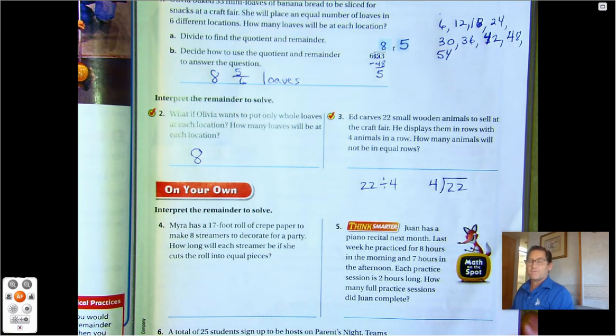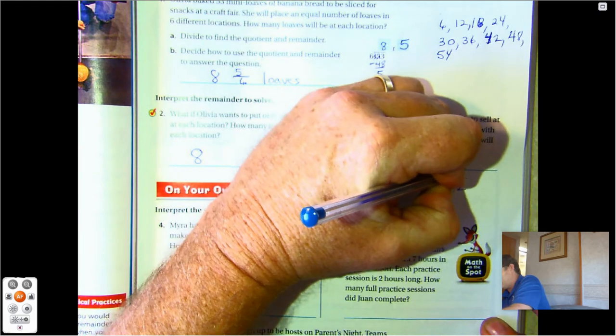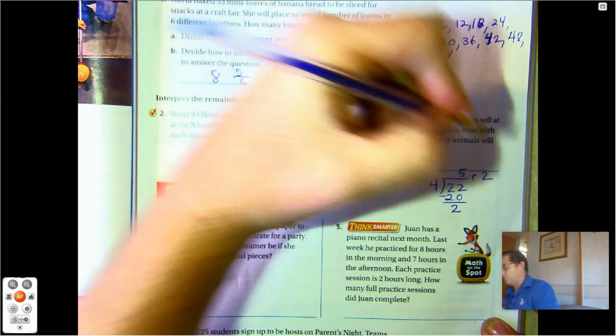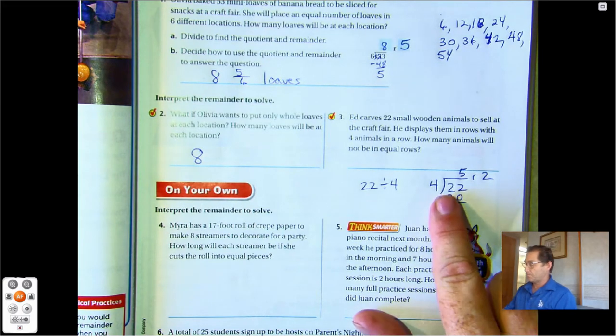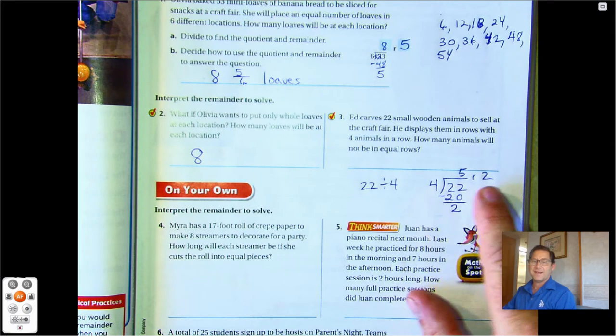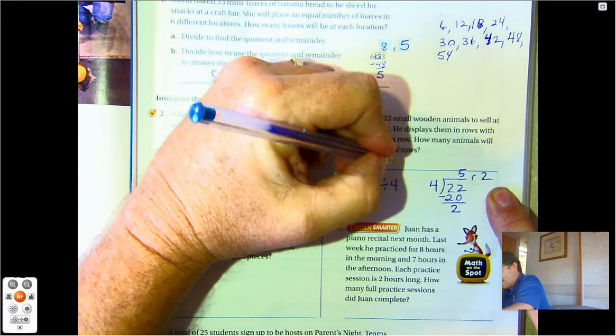4, 8, 12, 16, 20. 4 times 5 with a remainder of 2. So 4 animals in a row, so 5 rows of 4 and 2 left over. So 2 animals would not be in equal rows.